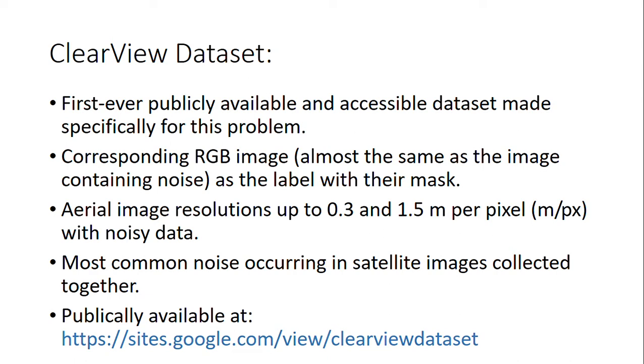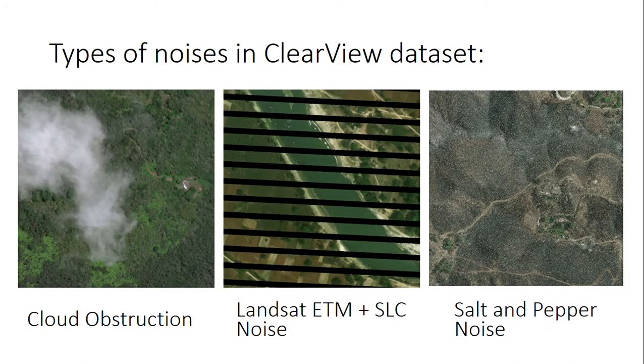This dataset has 3 out of the 6 most common noises in satellite images, and all the noisy images in the data have a spatial resolution of 0.3 to 1.5 meters, which means a single pixel in the satellite image would be equivalent to 0.3 to 1.5 multiplied by 0.3 to 1.5 meters of land on the Earth's surface respectively. These are the types of noises present in this dataset: cloud obstruction, Landsat ETM plus SLC noise, and salt and pepper noise.